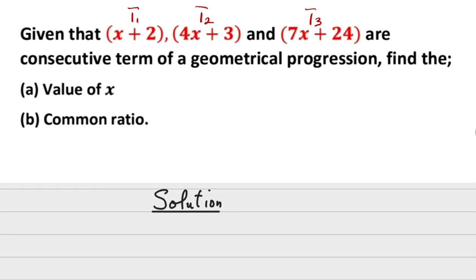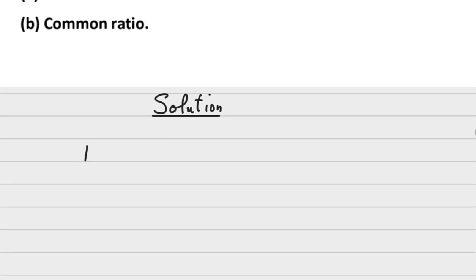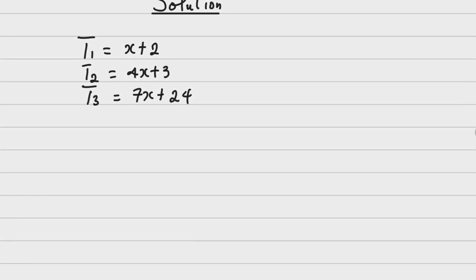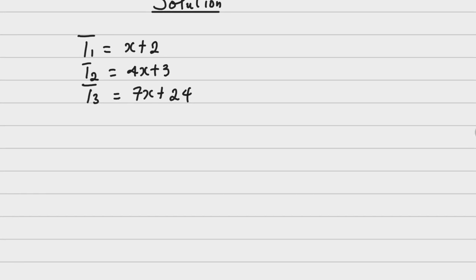Now, what we're going to have is that T1 is equal to x plus 2. Then T2 will be 4x plus 3. Then T3 is going to be 7x plus 24. Remember, we just assumed these to be T1, T2, T3. Why do we assume this? It's because I want to show you something that will help us solve this question.